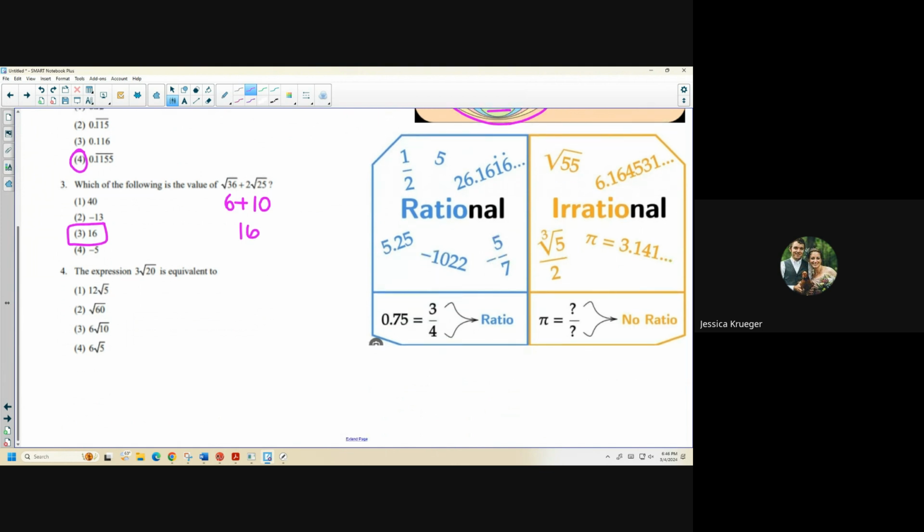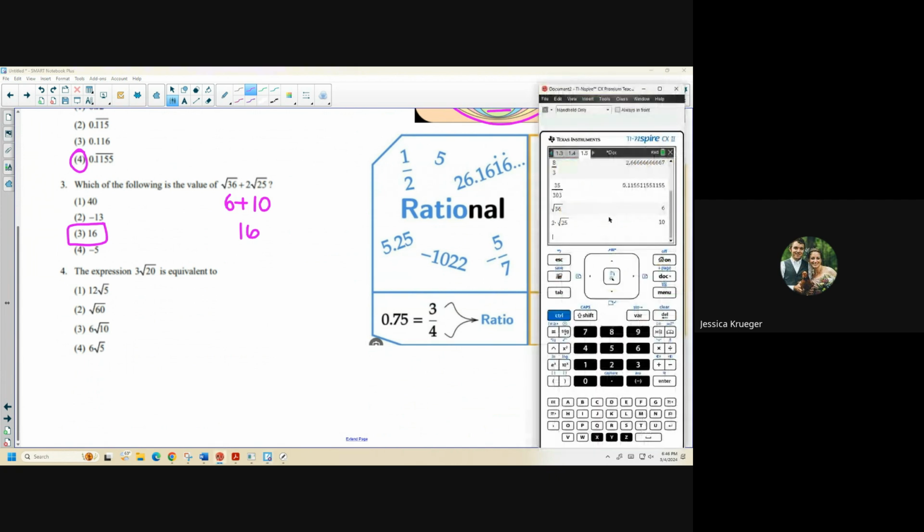Okay. 3 radical 20 is equivalent to, so let me type this in. 3 radical 20.